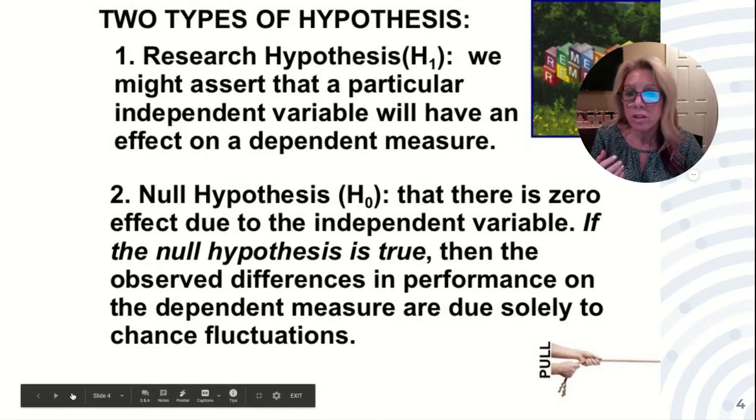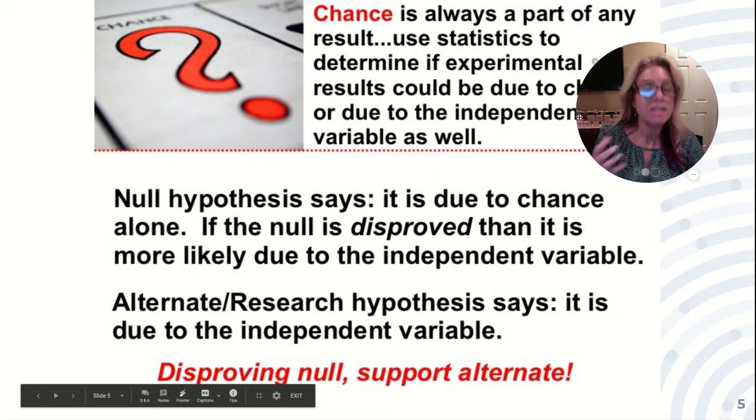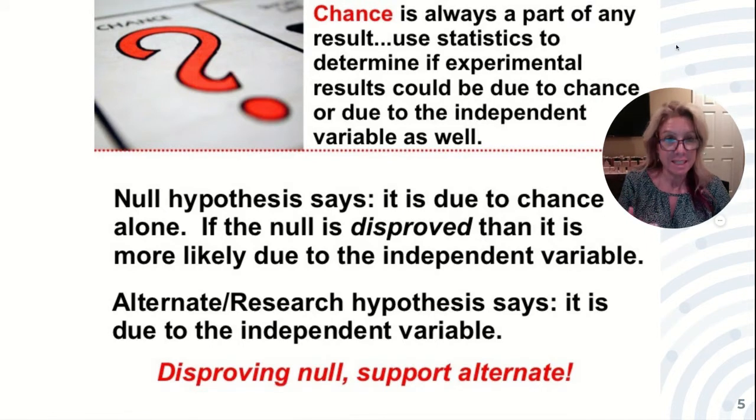All right. So chance is going to be a part of every experiment. For instance, if you had 4 kids, what are the odds that you're going to have boys and girls? It's a 50-50 chance each time. So you would predict if you have 4 kids that you would expect 50% of them to be boys and 50% of them to be girls. Well, what if all of them are girls? What if all of them are boys?